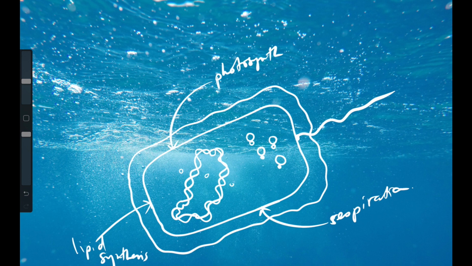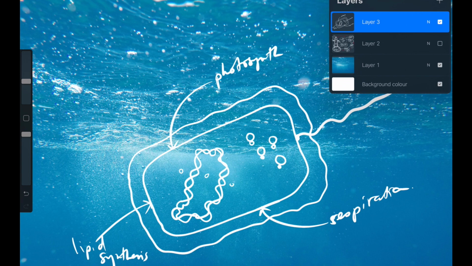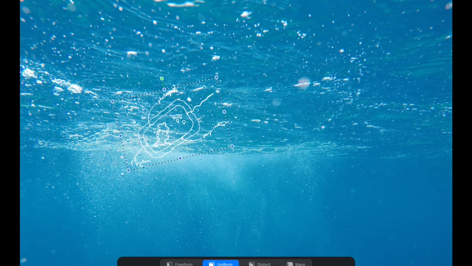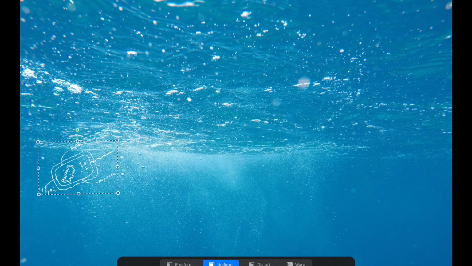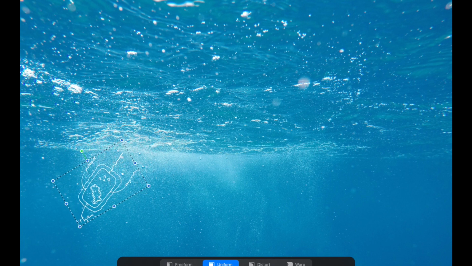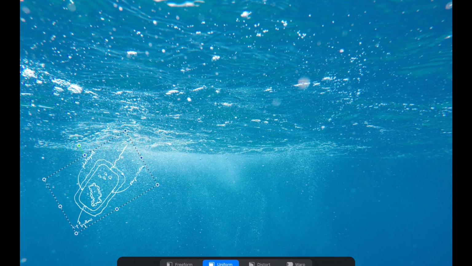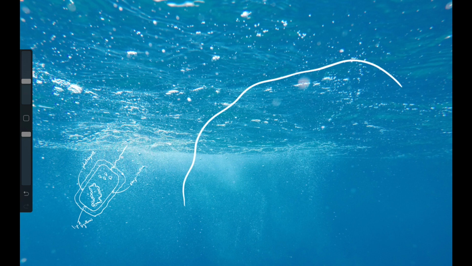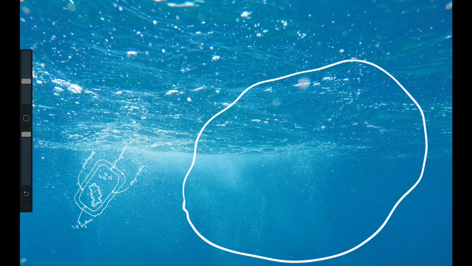But here's the thing, guys. Prokaryotes are actually very small. Prokaryotes are very small compared to eukaryotes. Eukaryotic cells are very large. So if we have a eukaryotic cell, it might be something like that size compared to a prokaryotic cell.